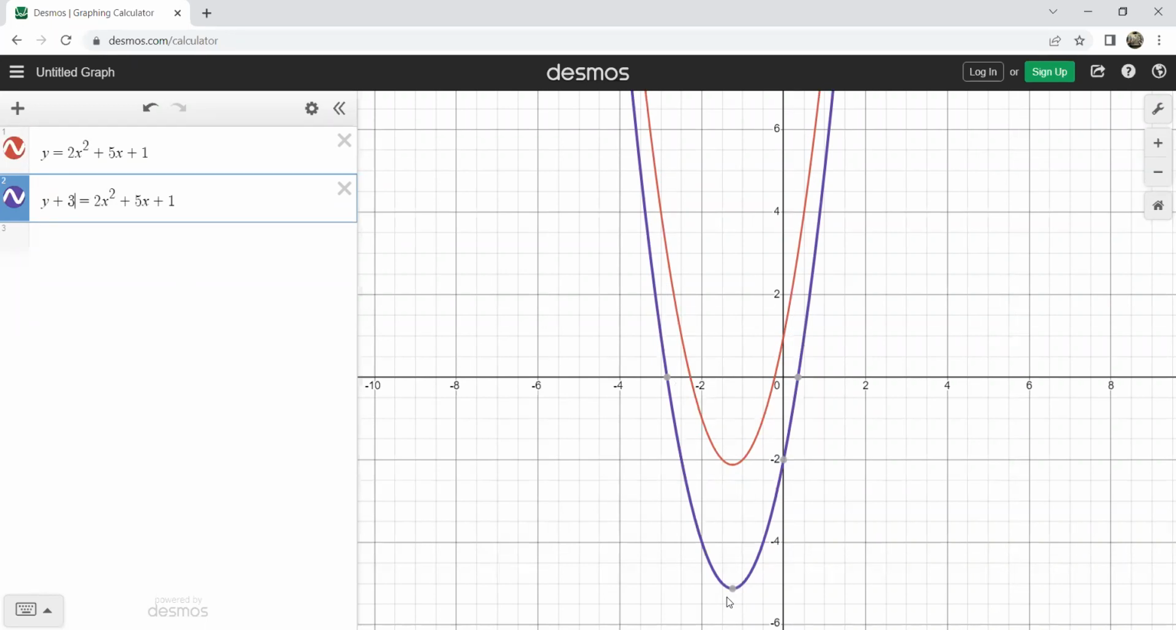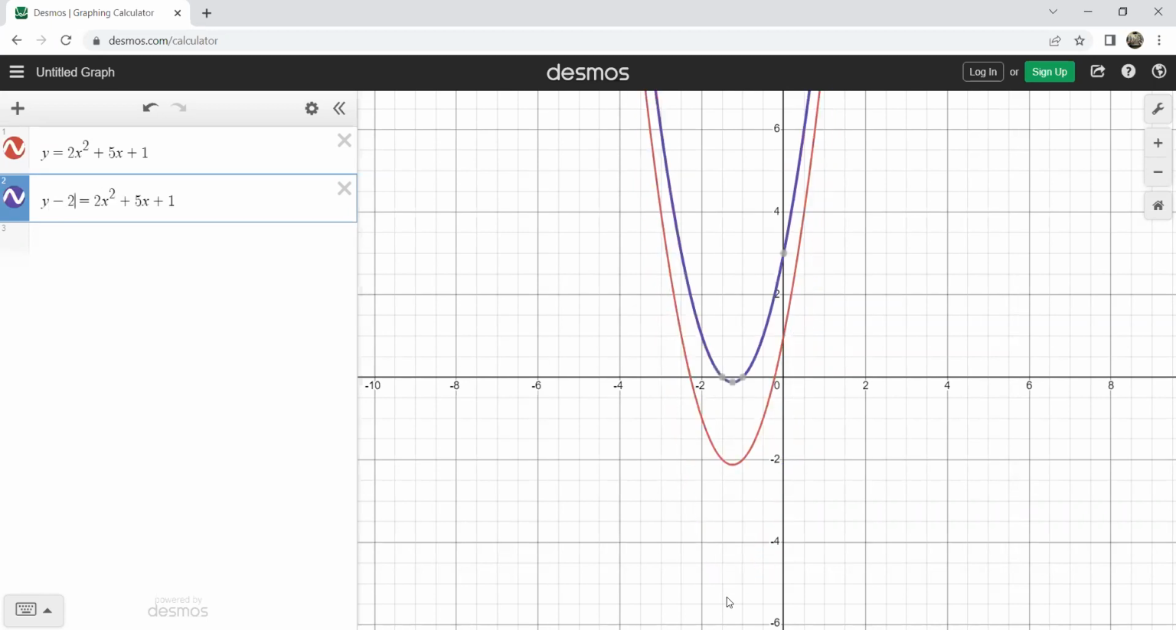Well, what if I just subtract 2? It makes a vertical shift to my graph upward, all right? So in general, take a look at this and think about it this way. Remember, our y is isolated on one side, all right? When you're making changes to y, it means that you're making changes to this expression itself. It means that when you're adding 1 to y, you're adding 1 to the whole expression here.